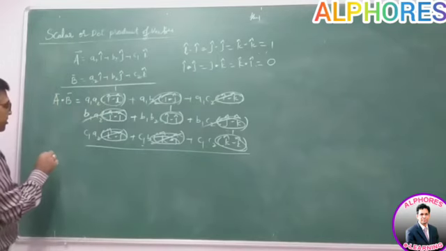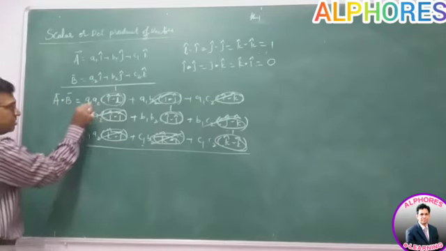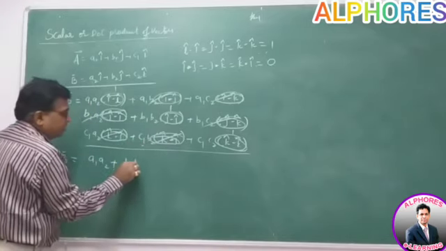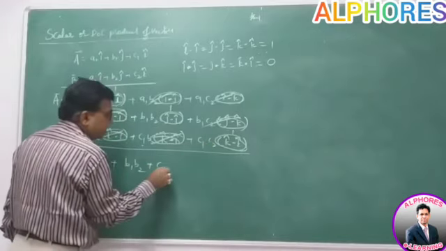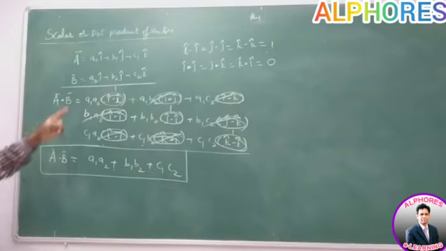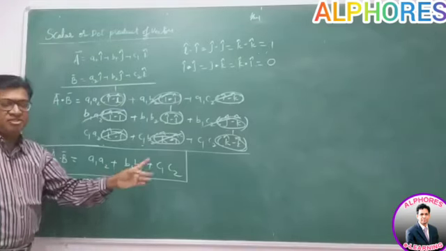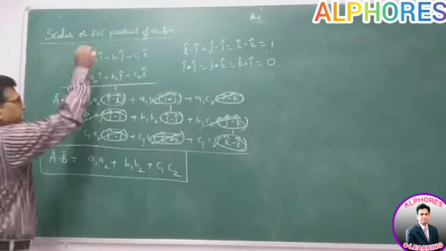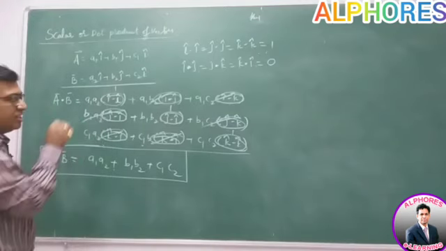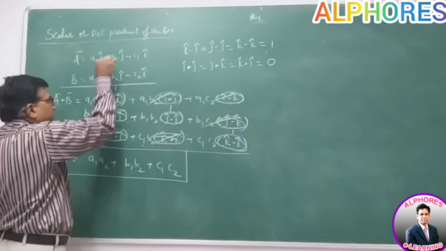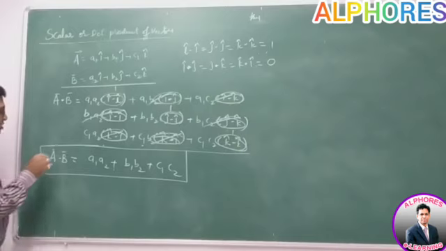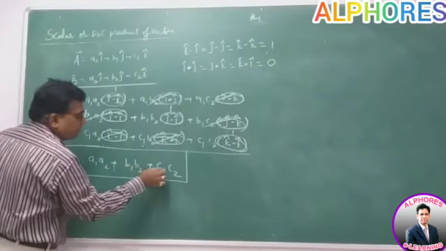So finally we are left with A dot B is equal to a1 a2 into 1, that's a1 a2, plus b1 b2 into 1, it's b1 b2, plus c1 c2 into 1, it's c1 c2. So the dot product of two vectors is a1 a2 plus b1 b2 plus c1 c2. Simple multiplication. It is the product of the coefficients of the same unit vector: the i cap coefficients, then the j cap coefficients and the k cap coefficients.